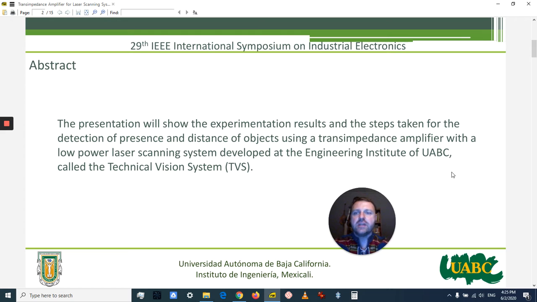This presentation is about the proposal and the experimental results that my student and I received, and the steps taken for the detection of presence and distance of scanned objects using a transimpedance amplifier with a low-power laser scanning system.